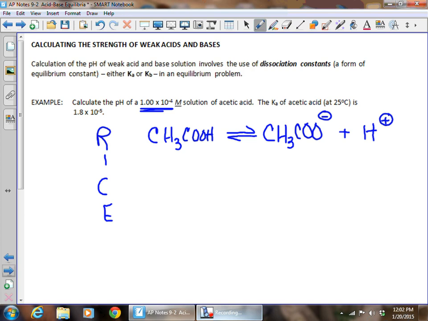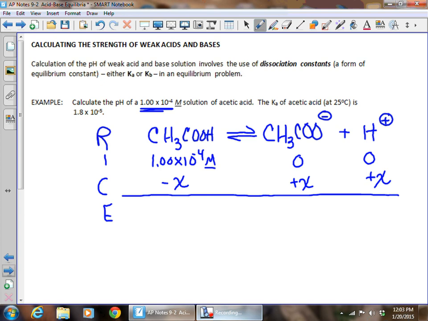We know that the initial concentration it gave us up in the problem is 1.00 times 10 to the minus fourth molar for our acetic acid. We have nothing at the beginning for either of the ions, but then we're going to dissociate some X amount of CH3COOH and increase both of these ions by that same molarity. So we end up with an equilibrium concentration of 1.00 times 10 to the negative fourth minus X, X, and X.